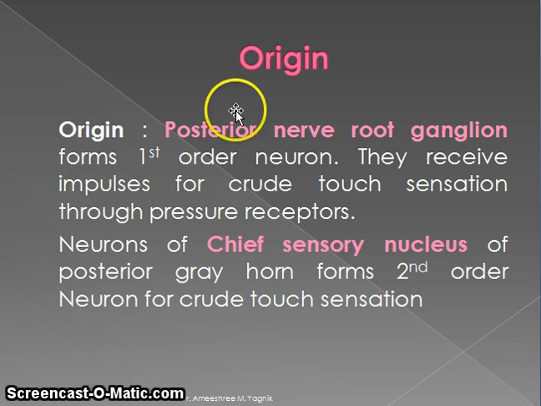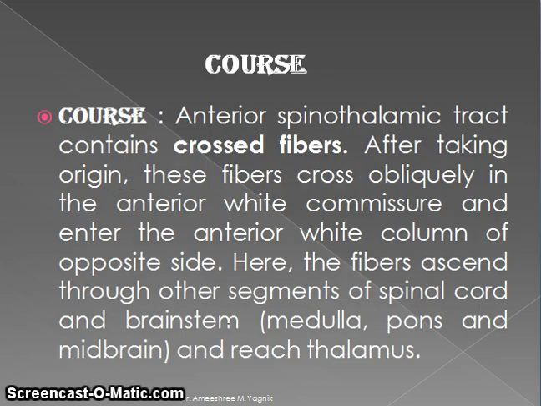Now origin. Origin is the posterior nerve root ganglion, which is also known as the dorsal nerve root ganglion. It forms the first order neuron. They receive impulses for crude touch sensation through pressure receptors. Now neurons of the chief sensory nucleus of the posterior gray horn form the second order neuron for the crude touch sensation.